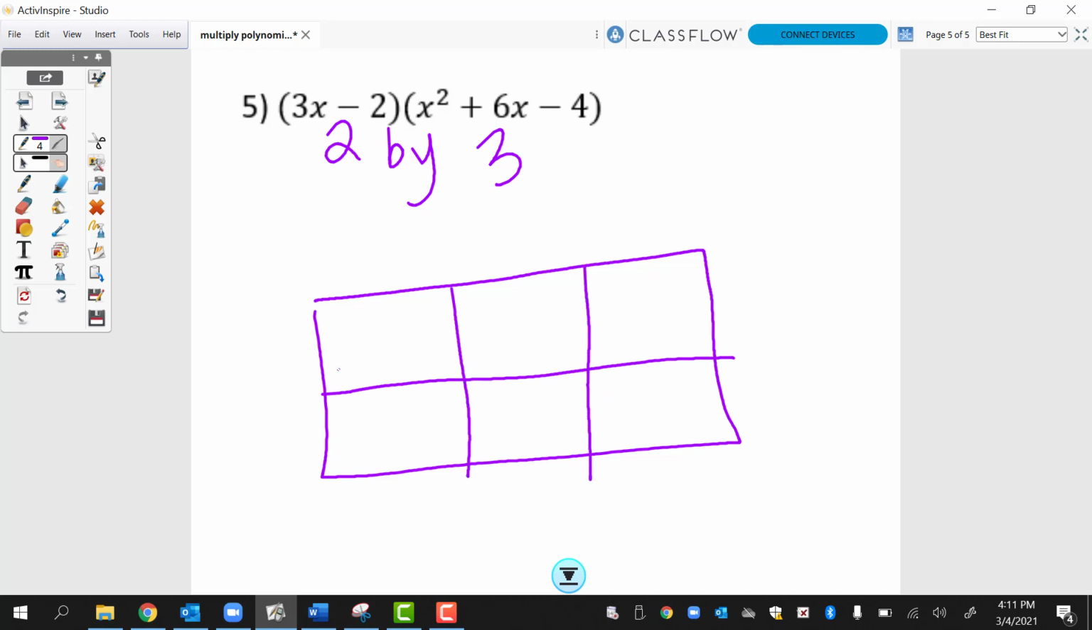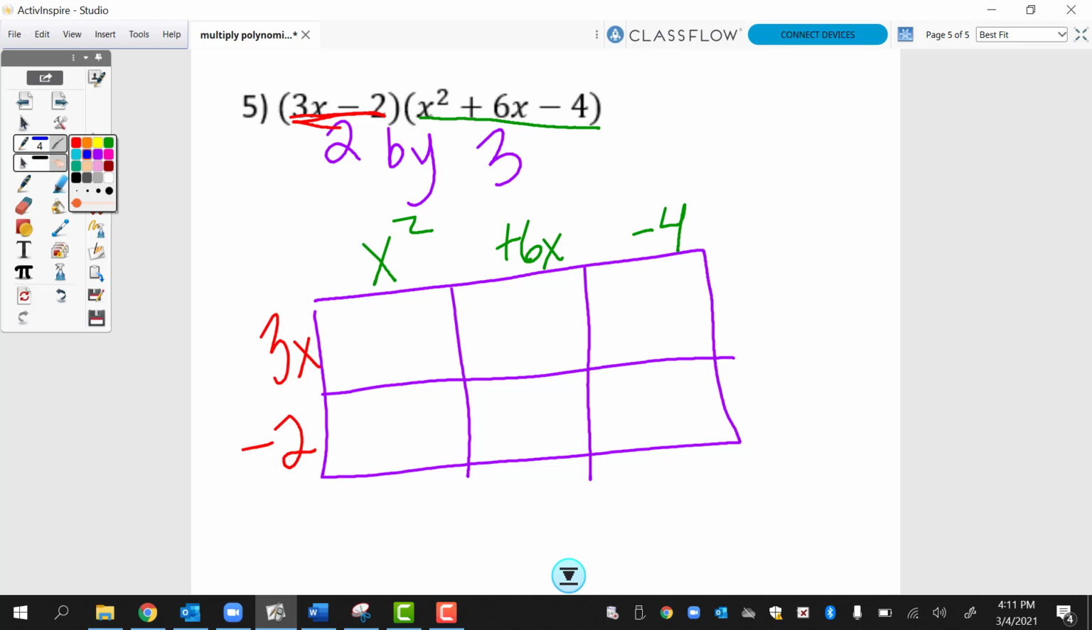Okay. So in this one, it matters what you put on which side. I have to put my 2 terms on the side that I made with 2 boxes. So I have a 3x and a negative 2. And then I have my 3 terms I got to put on the side with 3. x squared plus 6x minus 4. And we still do the same thing.